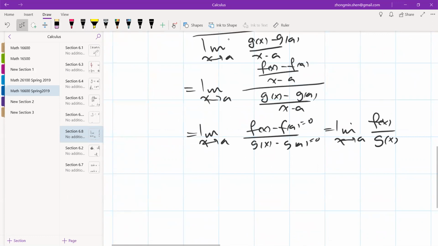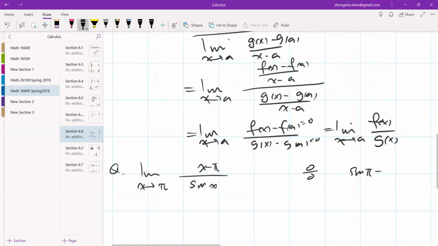Okay, so let's take a look at the next problem. The limit as x approaches pi of sine x over sine x. All right, so first of all, this is 0 over 0 type, because when x equals pi, sine pi is 0. So it's 0 over 0 type.